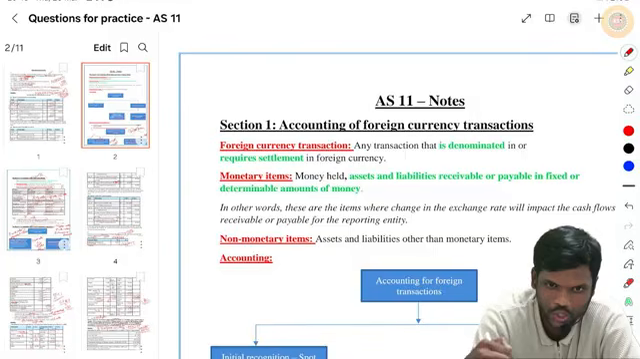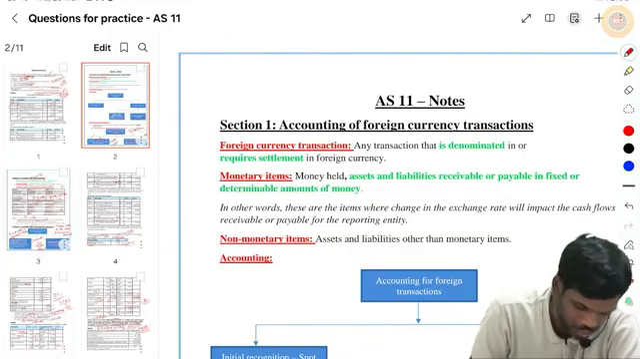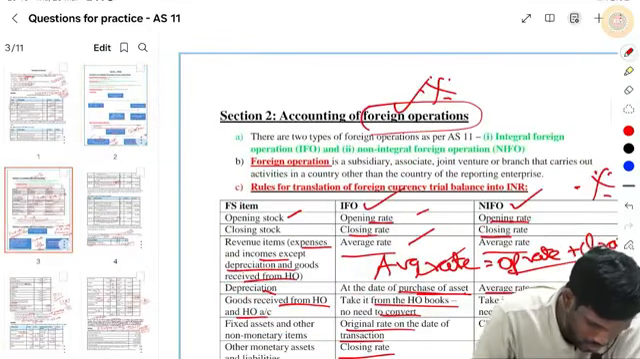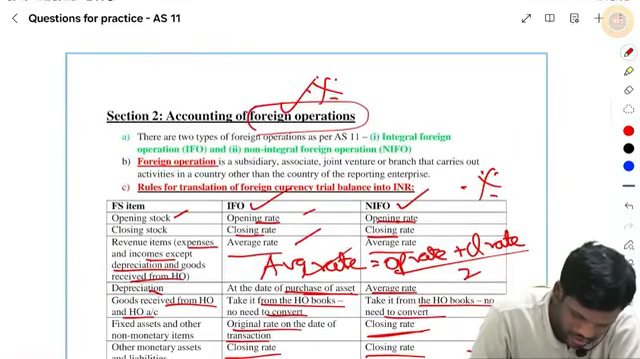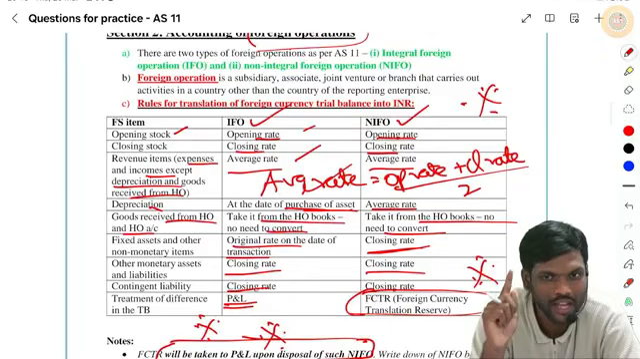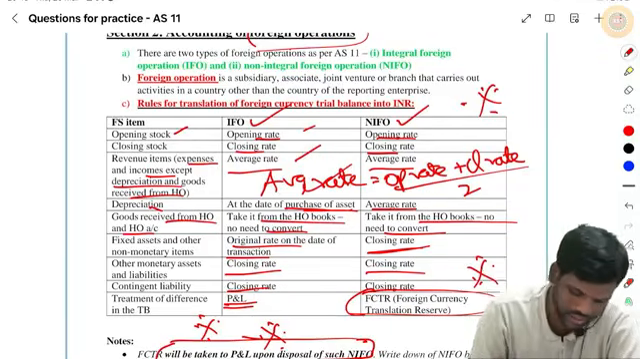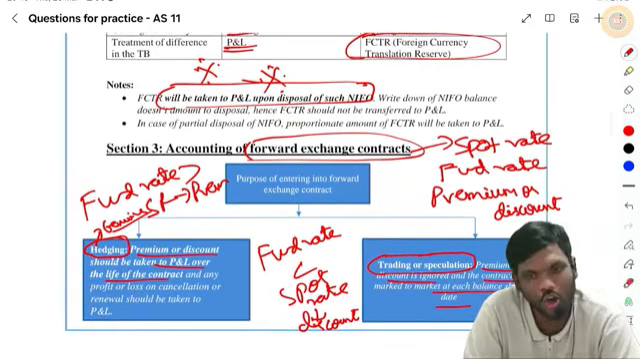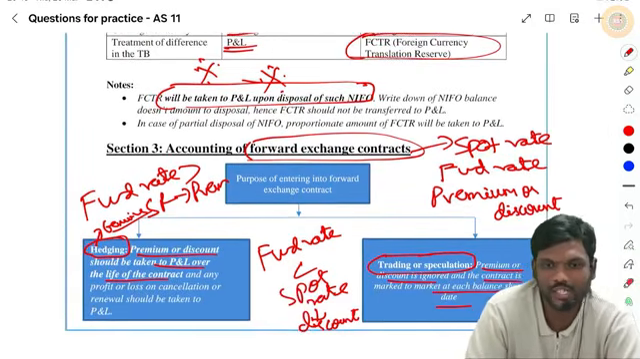Then coming to section 2, here the important part is the rules. Here you have to ensure that you are learning those rules well. These rules of conversion for each item, whether it is IFO or NIFO, will vary. So go through this well. And in case of section 3, please identify from the question whether that person is a hedger or a trader, because accounting changes based on that.